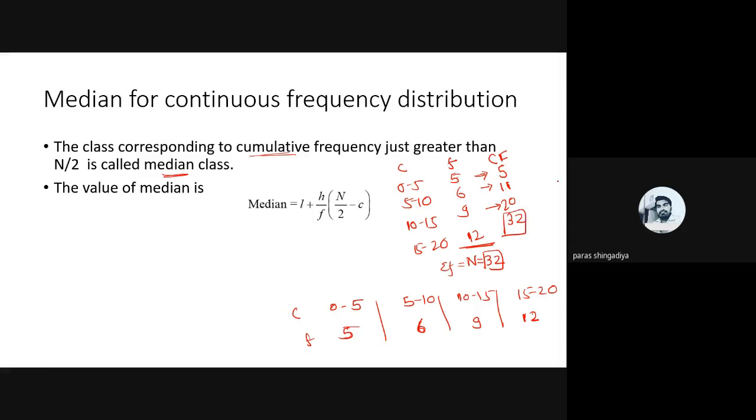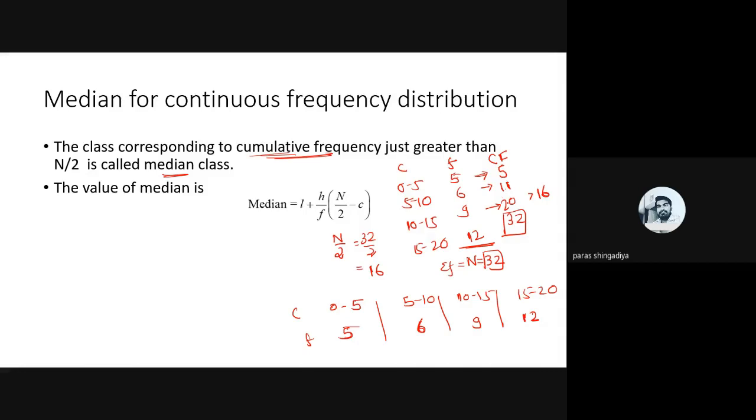Now to decide the median class, we'll identify n by 2. n is equal to 32, so 32 divided by 2 is 16. To check the median class, we consider the class corresponding to the CF just greater than n by 2, and that is called the median class. So which value in the CF is just greater than 16? It is 20.